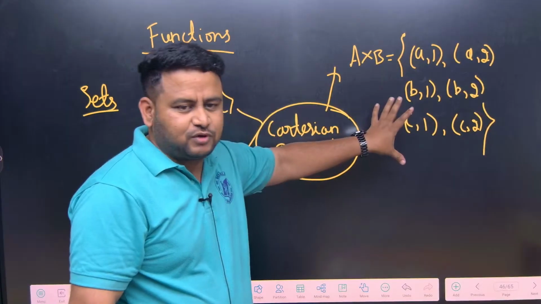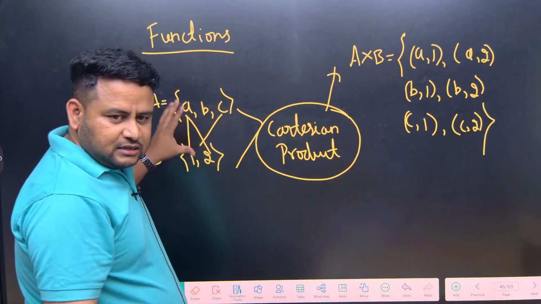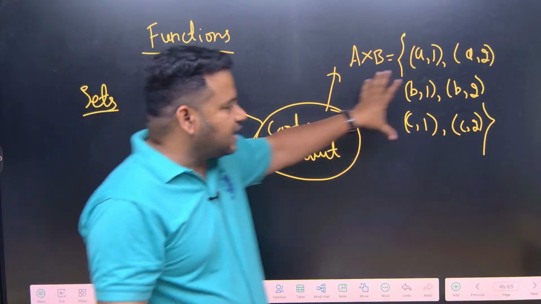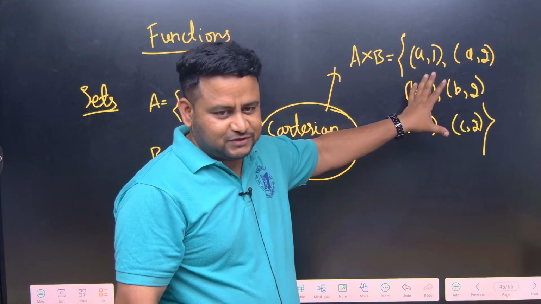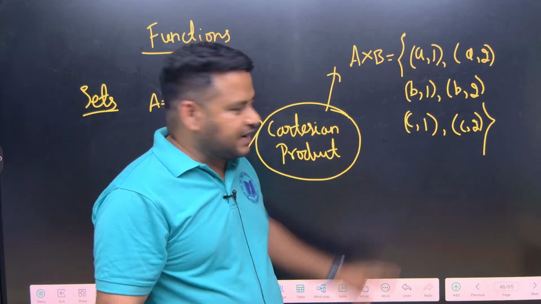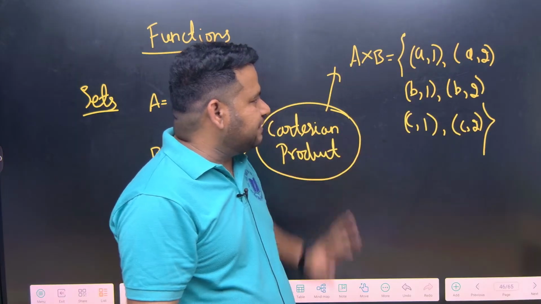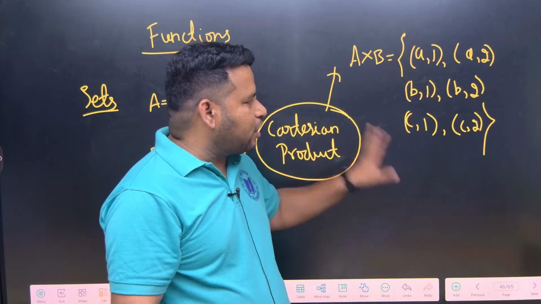From this Cartesian product, I will apply some condition. From the two sets we got the ordered pairs. From this, what will we do? We will apply some condition. I don't want everything. From this I want only the elements which are having odd numbers.